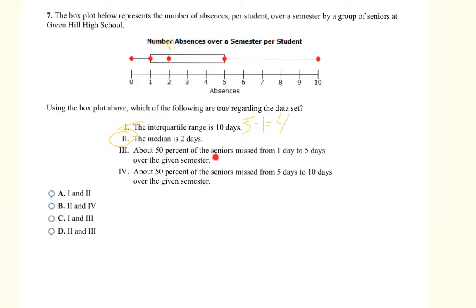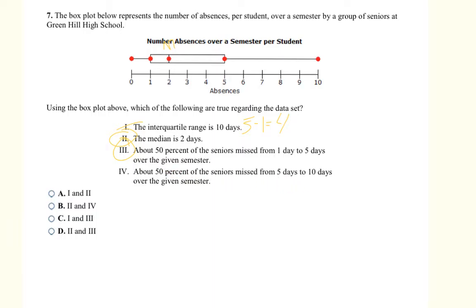Choice 3 says about 50% of seniors missed from 1 day to 5 days over the given semester. Remember, each piece here, the line, this part of the box, the beginning of the box, the line to the end of the box, and then also the last whisker are all 25%. So if you have 2 of those pieces from 1 to 5 days, that'll be 50%. So from 1 to 5, I do have 2 of those pieces, so that's 50%. So 3 works.